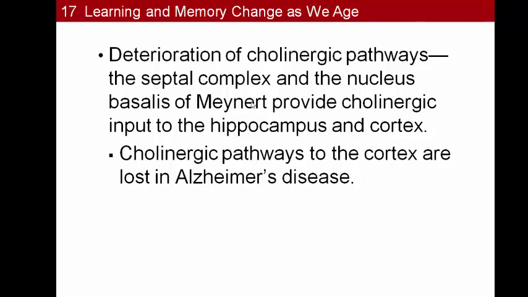You don't need to know, it talks about the septal complex and the nucleus basalis of Meynert. Don't worry about that. What I want you to get here is that the pathways that are providing acetylcholine to the hippocampus and the cortex can start to deteriorate. That is normal to a certain extent. That happens as people get older, but what we see is that individuals who have Alzheimer's disease have much more severe loss here. And the thought is that the loss of the acetylcholine could be a cause behind Alzheimer's.